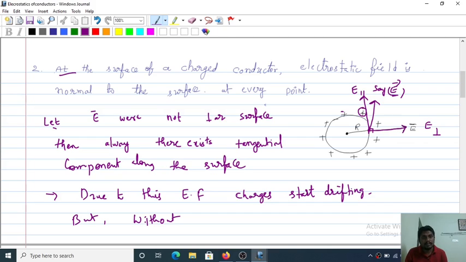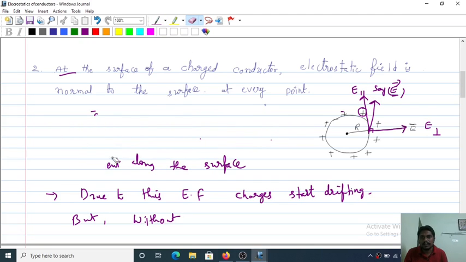Because of this, they can keep moving as long as that field exists. You are not connecting a wire to any battery, and still there is a motion of electrons. Is it possible? No, not possible. So our statement is wrong. The statement that the electric field is not perpendicular is wrong. The electric field is always perpendicular to the surface of the conductor.